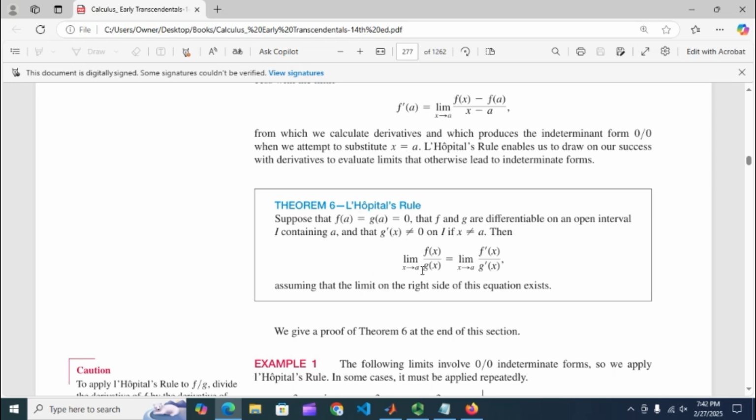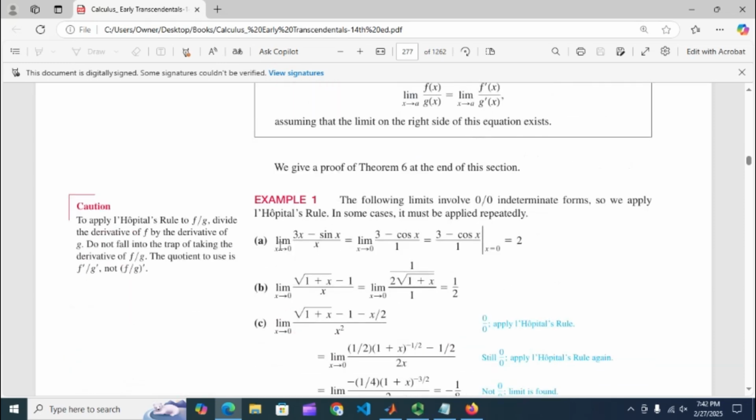It says the limit as x approaches a of f of x over g of x is the limit as x approaches a of the derivatives, so f prime of x over g prime of x. And this is one of the examples. They show this example, and this is what we're going to do here shortly. X approaches 0 of this function, and they get that it equals 2.